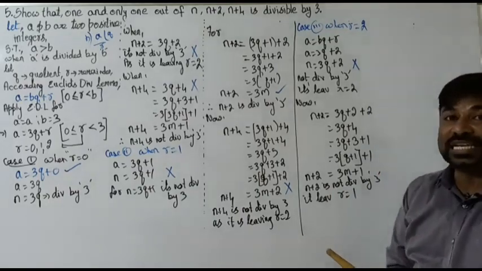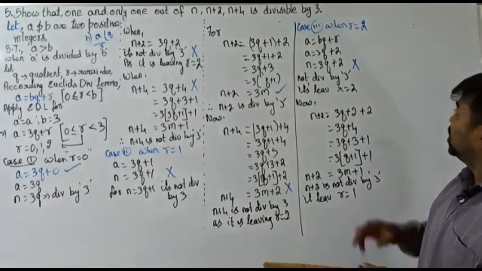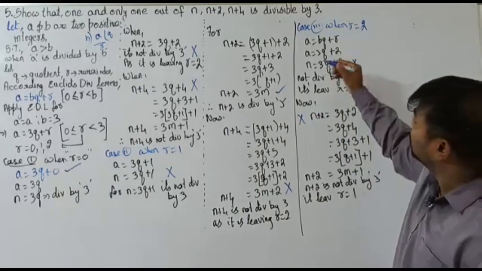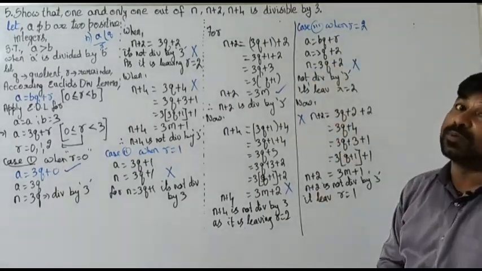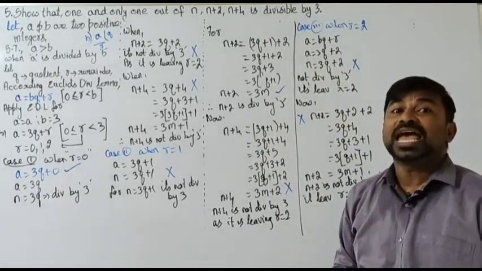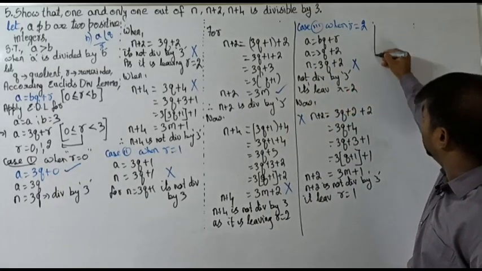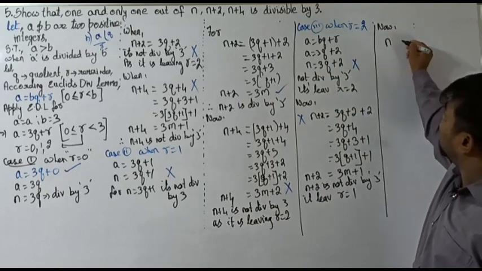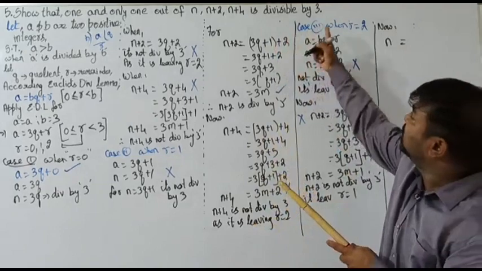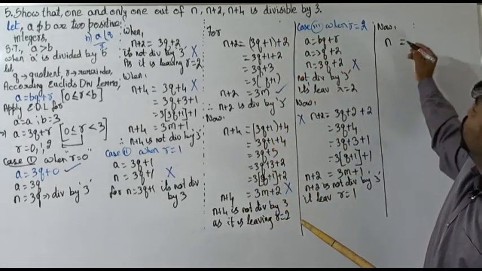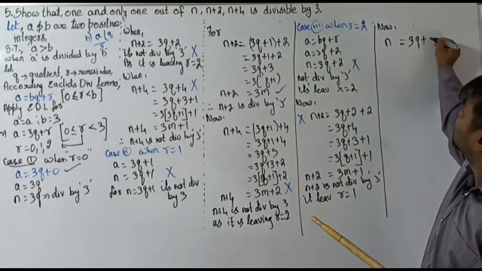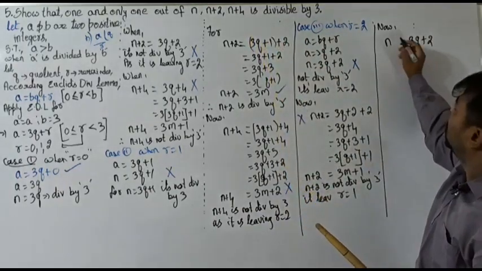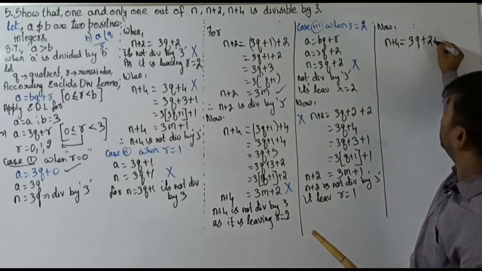What is the remainder it is leaving? 1. Now here it is not divisible, whereas here also for n plus 2 it is not divisible. For n also it is not divisible. What is the third case? We are going for n plus 4. But now, what is n actually? N in this case 3, n is nothing but 3q plus 2. Is it clear? Now what shall we add? We shall add 4 on both the sides. Plus 4 and plus 4.